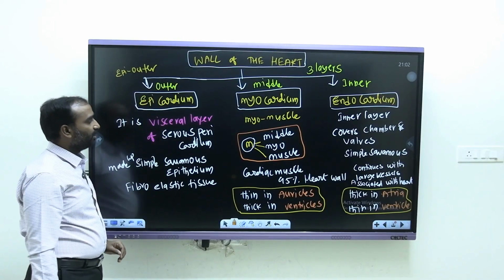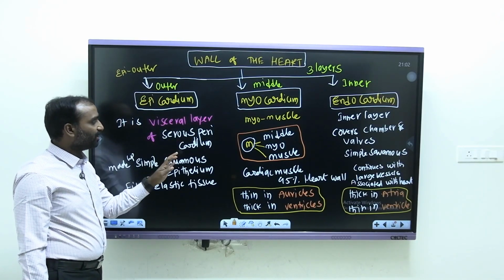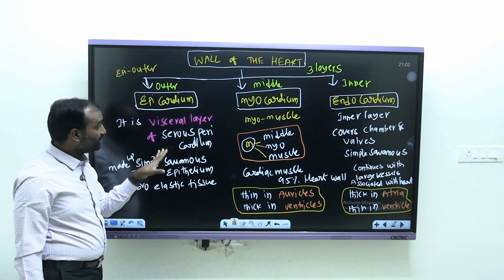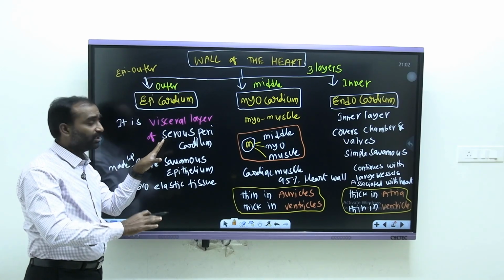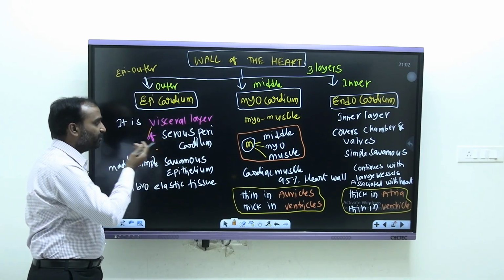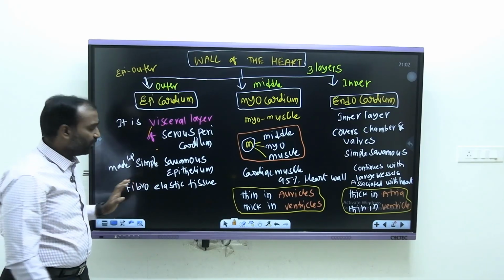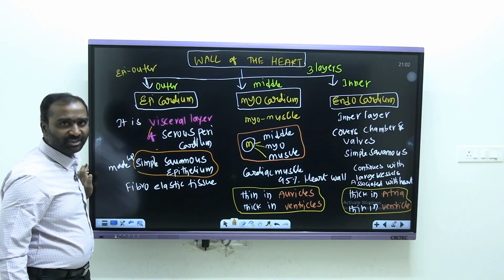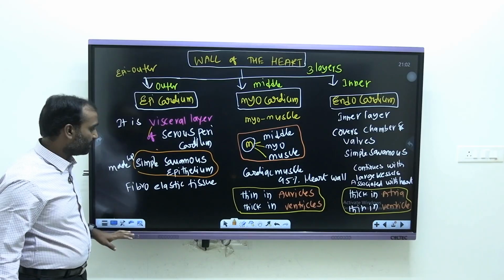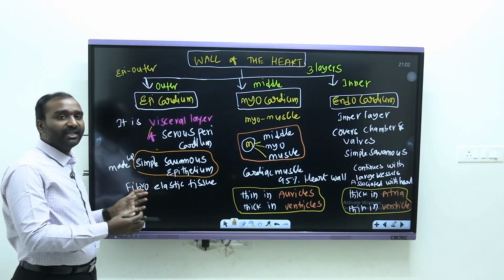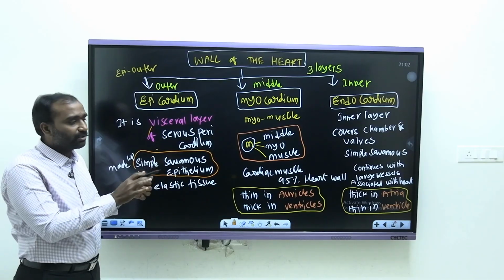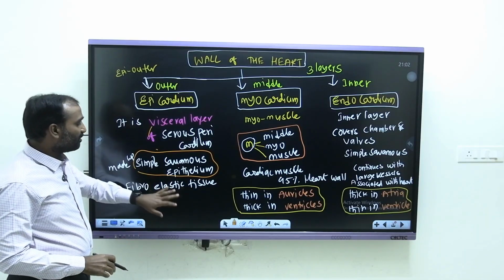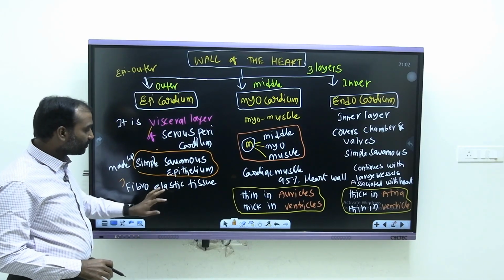The outer one, epicardium, is the visceral layer of serous pericardium. Got it? Visceral means it is present inside. It is made up of simple squamous epithelium, and it has fibroelastic tissue, giving some stretchability, because it always has to contract and relax. That is due to the composition of the simple squamous epithelium along with the fibroelastic tissue.